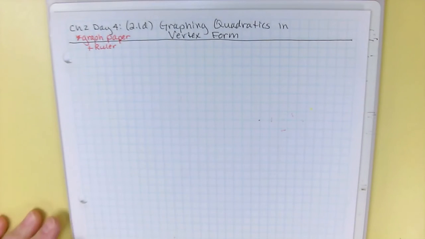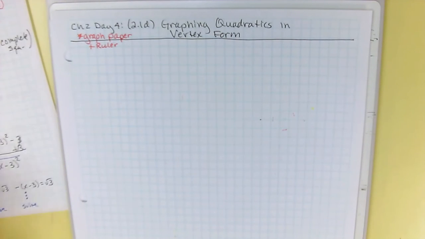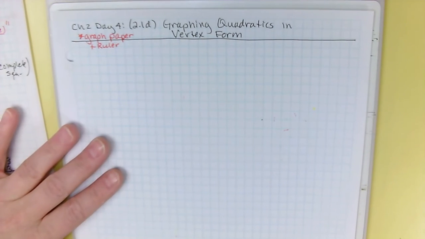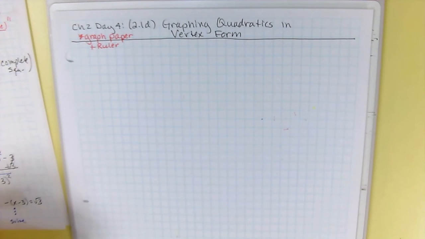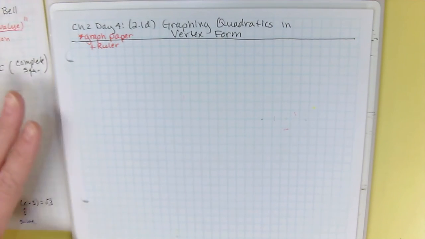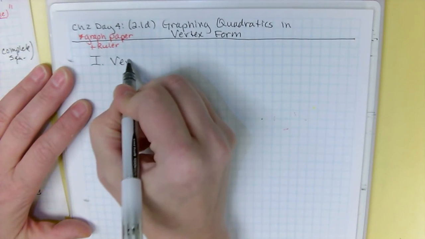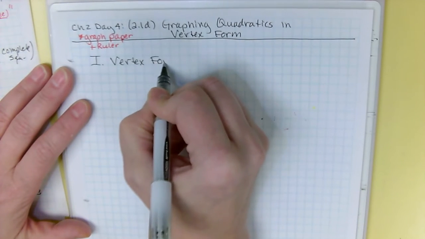Okay, so it's graphing quadratics in vertex form. We've been doing it in standard form. I actually like vertex form. If I have to graph a random parabola, I'm more likely to put it into vertex form and graph it than I am to actually do standard form, because vertex form is just easier to work with. So Roman numeral 1, let's start out with what the heck is vertex form.